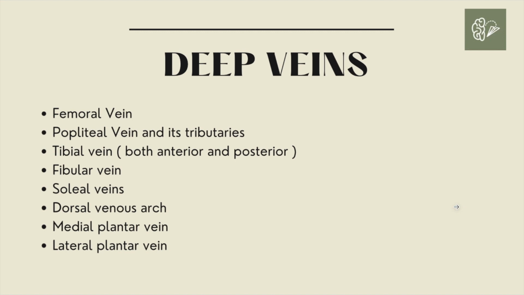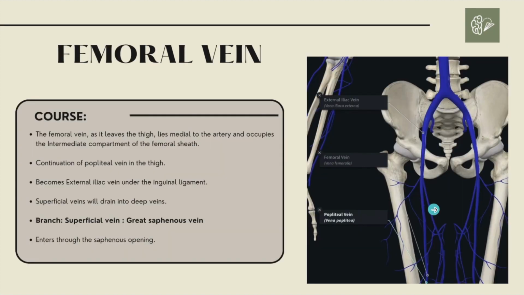Starting off with the deep veins, we have the femoral vein, the popliteal vein and its tributaries, the tibial vein both anterior and posterior, the fibular vein, the soleal veins, the dorsal venous arch, the medial plantar vein and the lateral plantar vein. Before we get started, I would just like to clarify a point, which is that veins are, contrary to the arteries, going to start on the distal part of the limb, which is the foot in the lower limb, and then continue upward into the trunk. So now we can begin with the femoral vein.